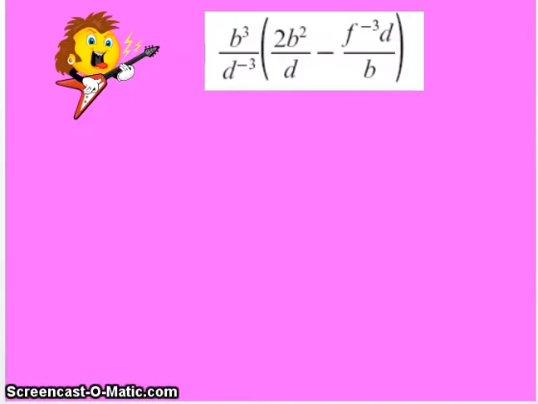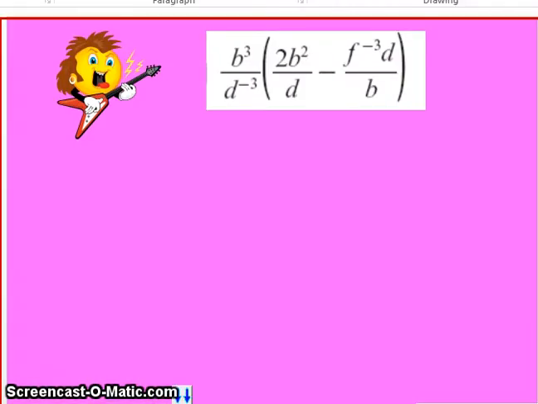Alright, here we've got another one. Notice we have some negative exponents here. Now, the problem still goes the same. We still do all the same steps, except we have to deal with those negative exponents. So I still need to multiply b to the third over d to the negative third at each term inside these parentheses. I'm still going to have to distribute.